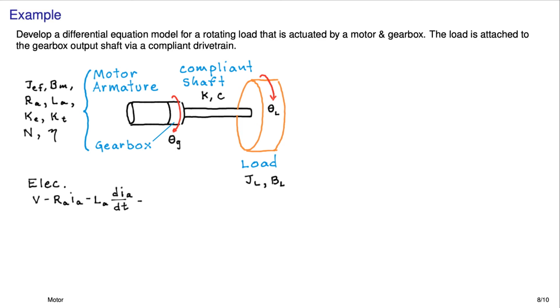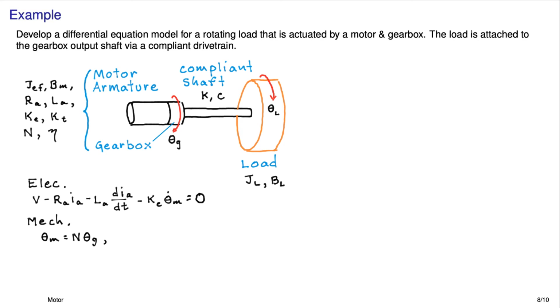Well, here's our electrical equation. It really doesn't change anything from what we had before, so we can just write that down. And I should have set that equal to 0. So let me get that in there. There we go. And now we have the mechanical bits of the model.